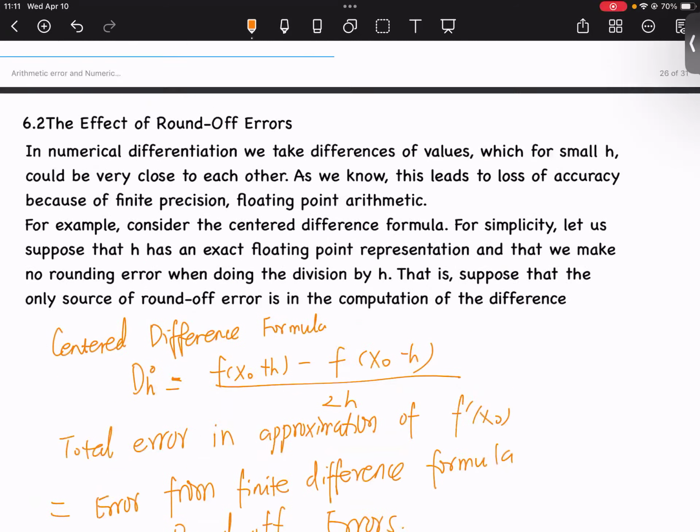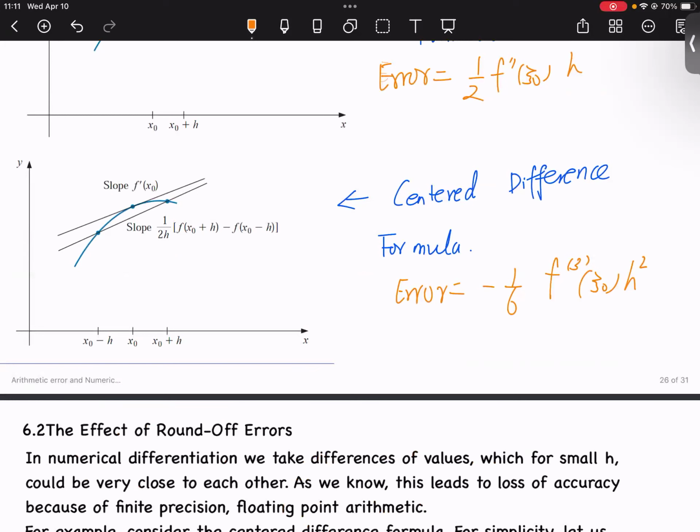So if you just look at the errors from the formula, you will see, oh, let us just keep decreasing the step size h, and then we would get a more accurate result. But things do not happen in this way, because you will see we need to do a trade-off here for the size of h.